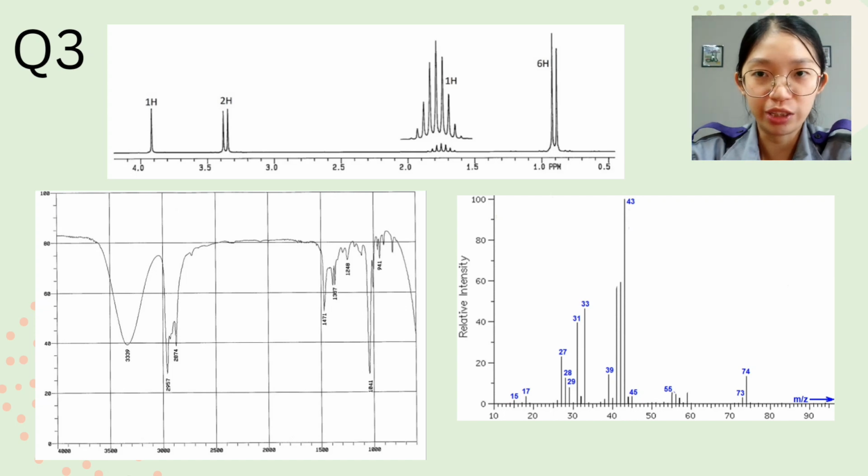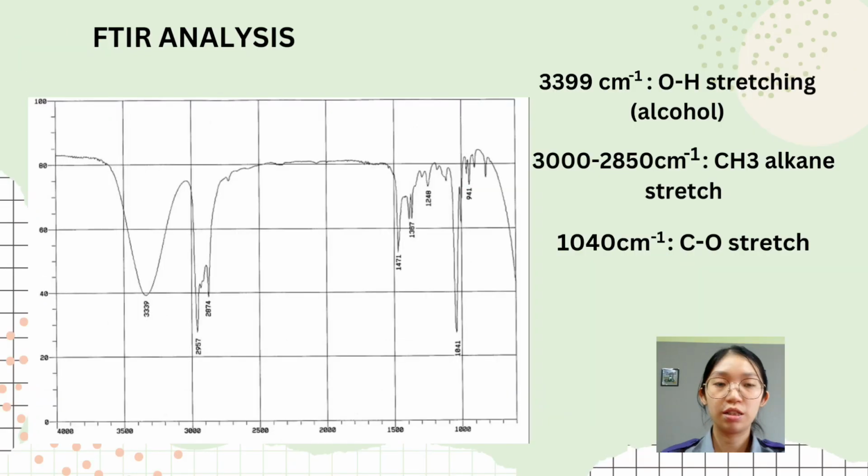Now for question 3, 3 spectra are given, which are the FTIR spectrum, the mass spectrum, as well as the NMR spectrum. So from the 3 spectra given, we are required to elucidate and predict the structure of the compound. So firstly, we can run the FTIR analysis. From the FTIR spectrum, we are able to identify the functional group of the particular structure of a compound by knowing where a particular band lies on a particular wavelength.